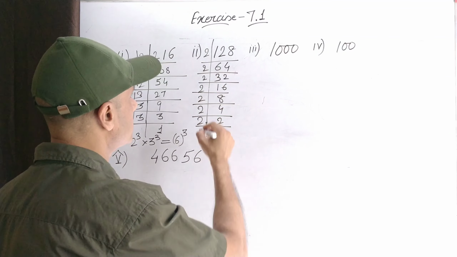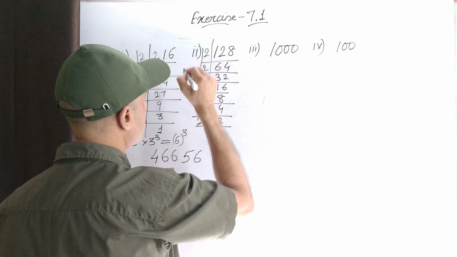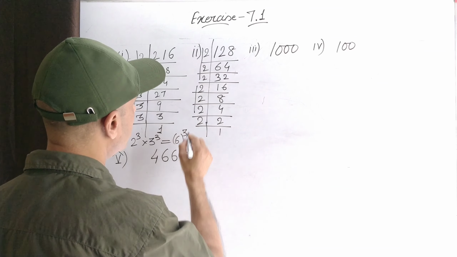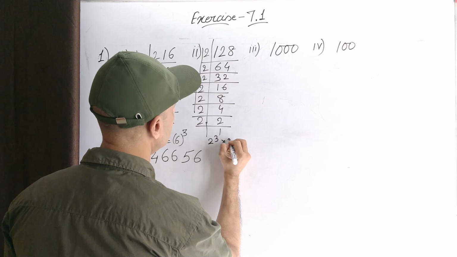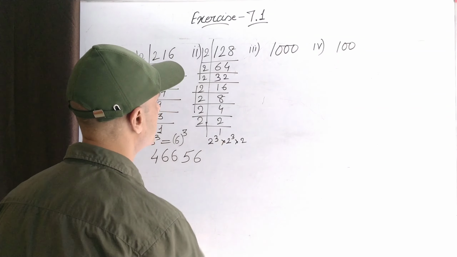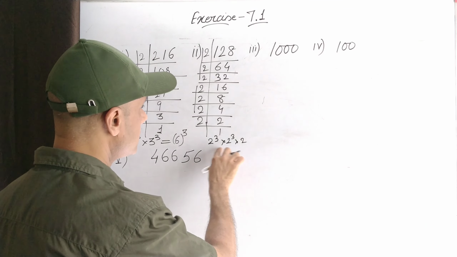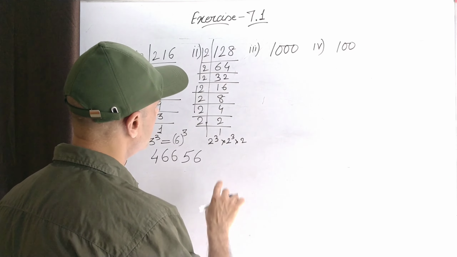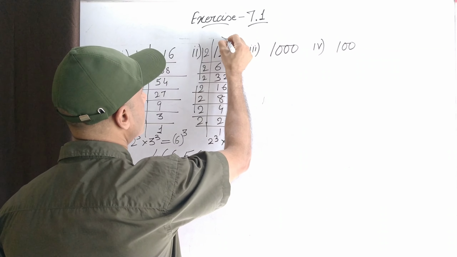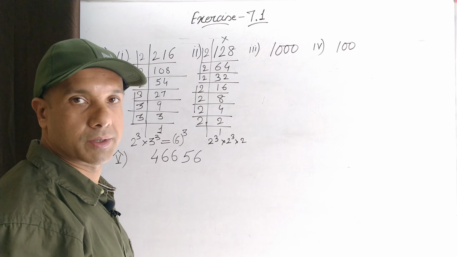Let's see, does this number exist in triplets? This is a triplet, this is a triplet. So we are left with 1, 2. So you can write this as 2 cube into 2 cube into 2. Since they cannot be expressed in cubes as they don't exist in triplets, this number is again not a perfect cube. Clear?